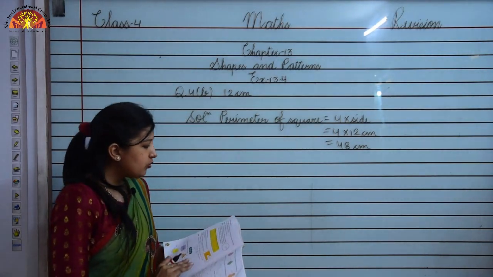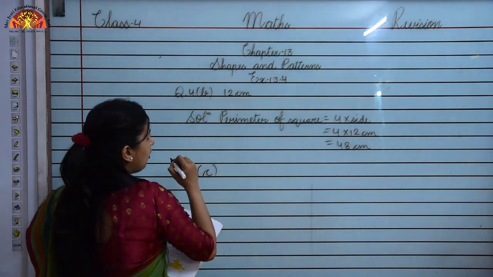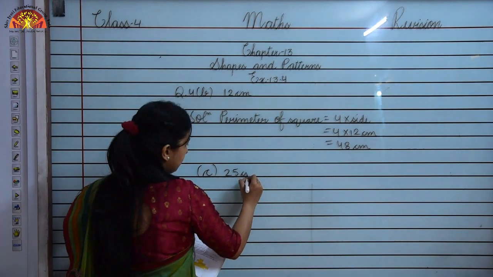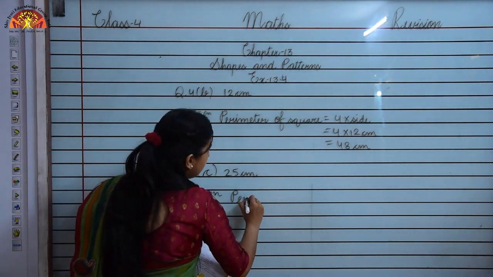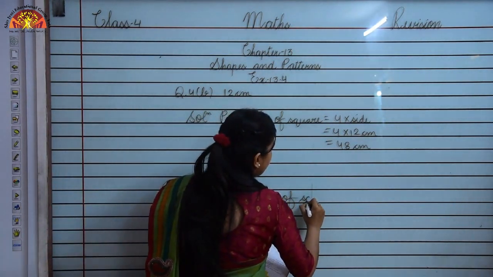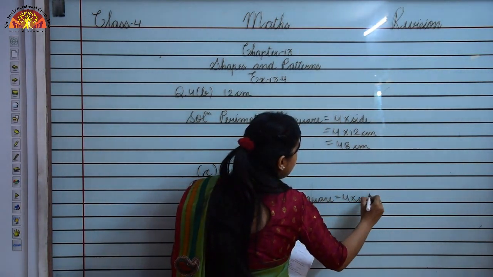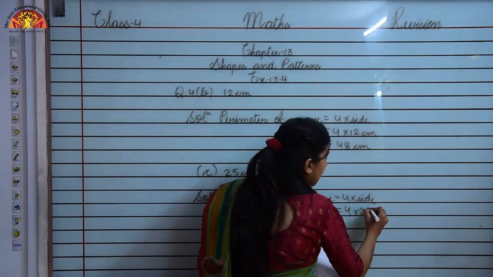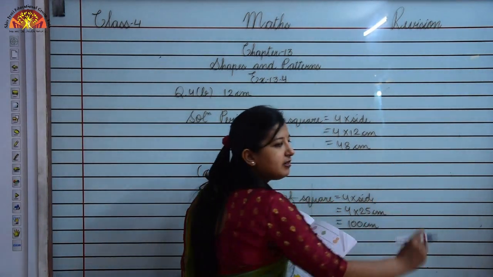Fine. Now we are going to do C part of question number 4. C part is 25 centimeter and the perimeter of square equals 4 multiplied by side. Now side is 25 centimeters, so we will multiply 4 by 25 centimeters. So the answer will be 100 centimeter.